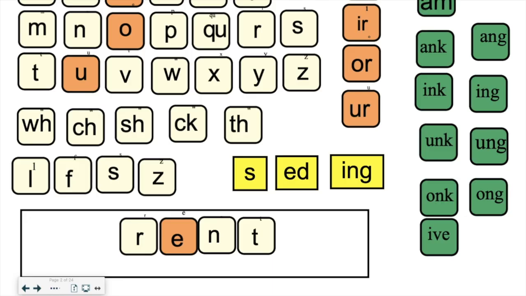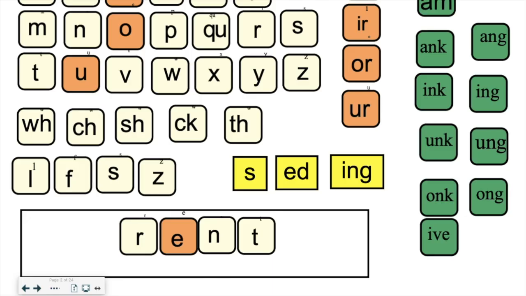Now you might not know what rent means, but rent is when you are borrowing something and you're giving someone money for letting you use it while you're borrowing it. So some people rent a house when they go on vacation, like maybe at the beach. So they're staying there for a week. They're staying in that house, but it's not actually their house because they're renting it from a person who owns it. Some people rent a car.